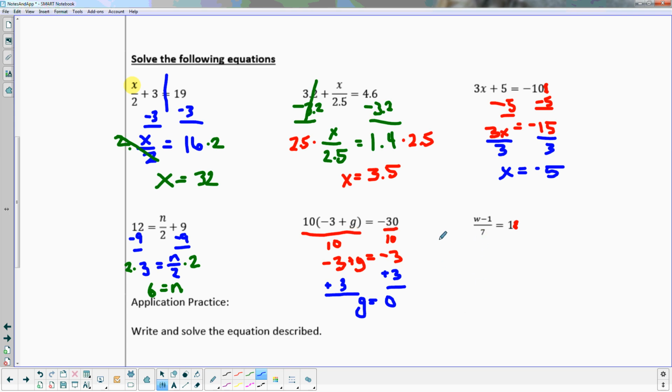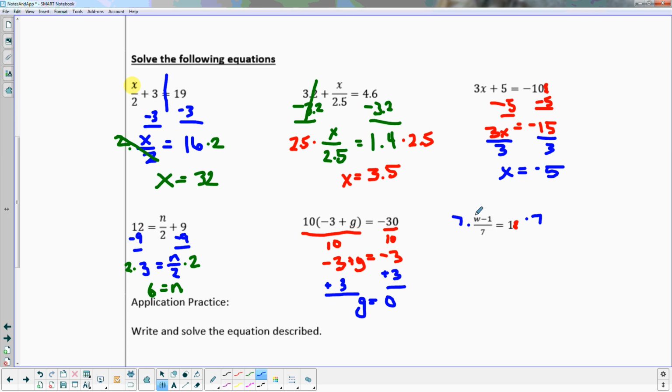And last but not least, same kind of idea in that this w minus 1, if I knew what w was, I would subtract 1 first and then divide by 7. So I need to multiply by 7 as my first step. And rarely is multiplying our first step, but in a case like this where there's stuff up in the numerator of a fraction, then I need to do a little bit of kind of do my work out of order a little bit.